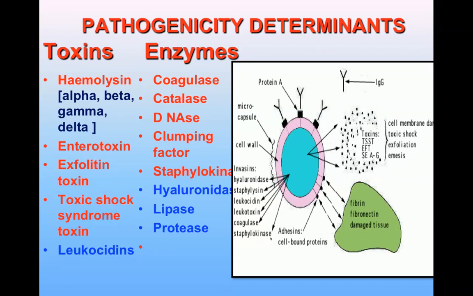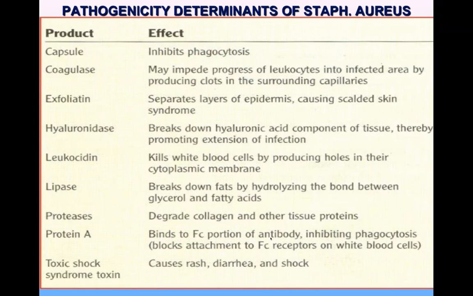It also produces hemolysins, which are going to break down the RBCs and release iron for growth of this organism. Besides this, it produces enzymes which also play a very important role in disease production. They produce coagulase, catalase, DNase, clumping factors, staphylokinase, hyaluronidase, lipase, and protease. Now this is one of your very important examination questions. You need to know the function of all the toxins and the enzymes and how they are producing disease in an individual.